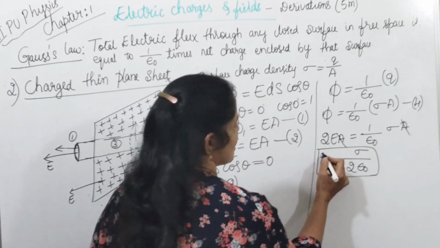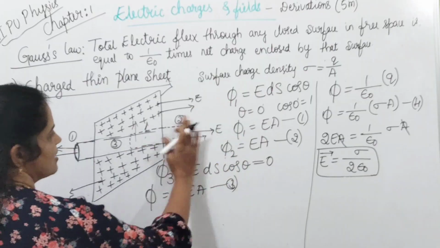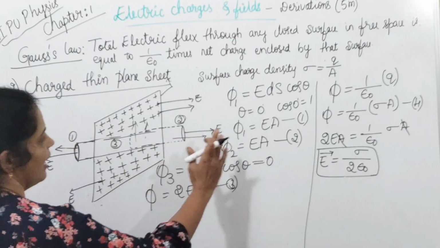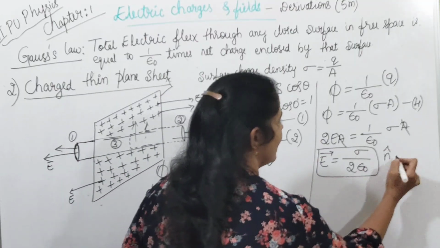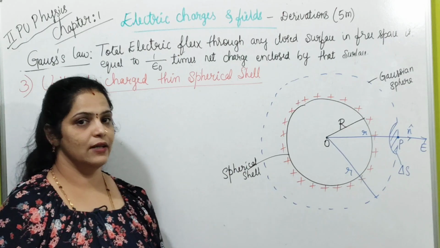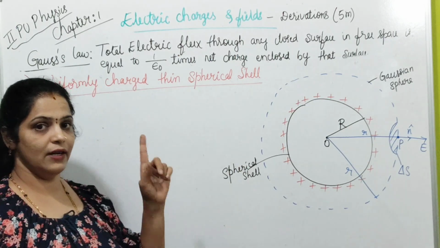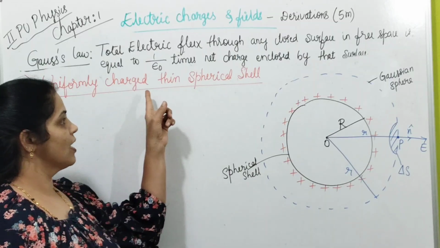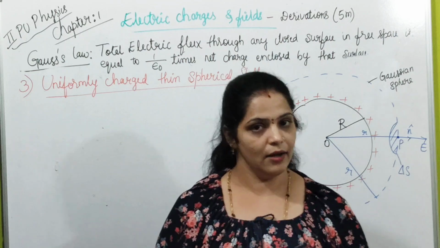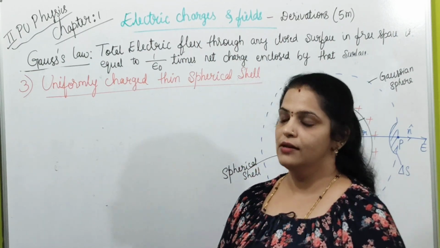In vector form, what is the direction of electric field? Electric field acts like this, right? Here it acts in this direction, radially outward. Let me write n cap. N cap shows the direction of electric field. The next one, third derivation, is electric field. Derive an expression for electric field due to uniformly charged thin spherical shell. So, compared to the 3 applications of Gauss law, this is a very important question asked for 5 marks.